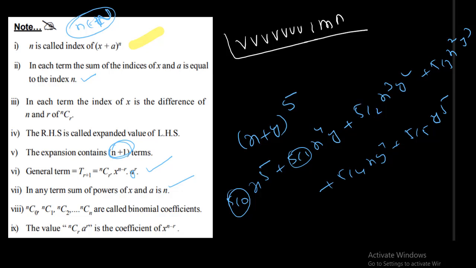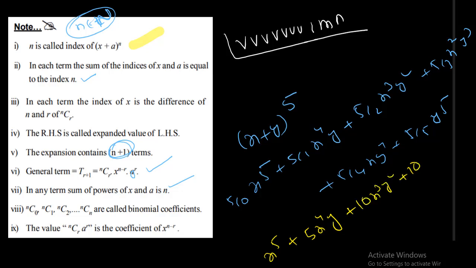Okay, students, the simplified form I want. Observe, all of you, what happened here. x^5, then 5C1 is 5, so 5 x^4 y. 5C2 is 10, so 10 x^3 y^2, plus 5C3 and 5C2 are both the same, 10 x^2 y^3, plus 5C4 and 5C1 are both the same, 5 x y^4, plus 1 y^5. So the binomial coefficients here are 1, 5, 10, and so on.